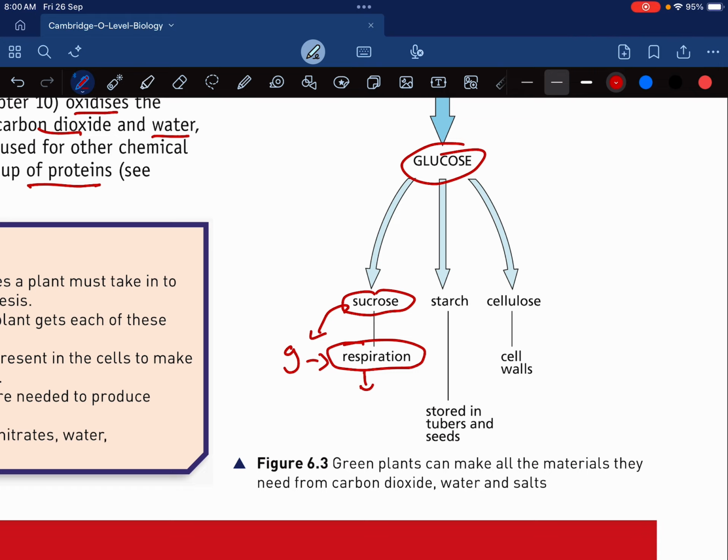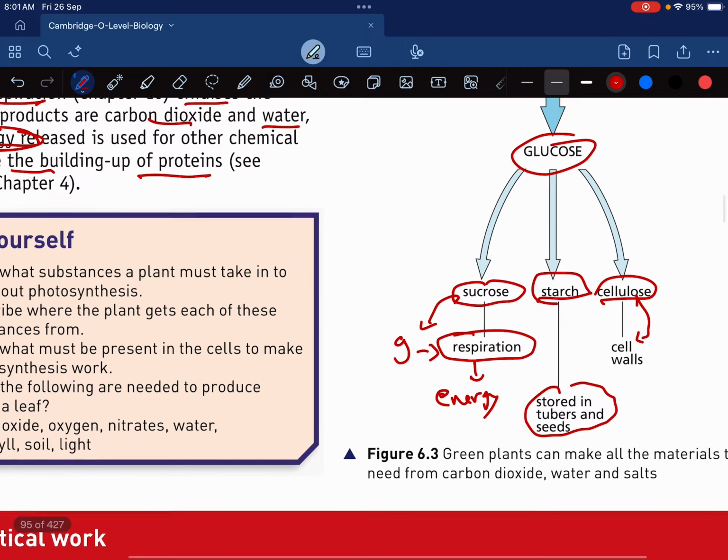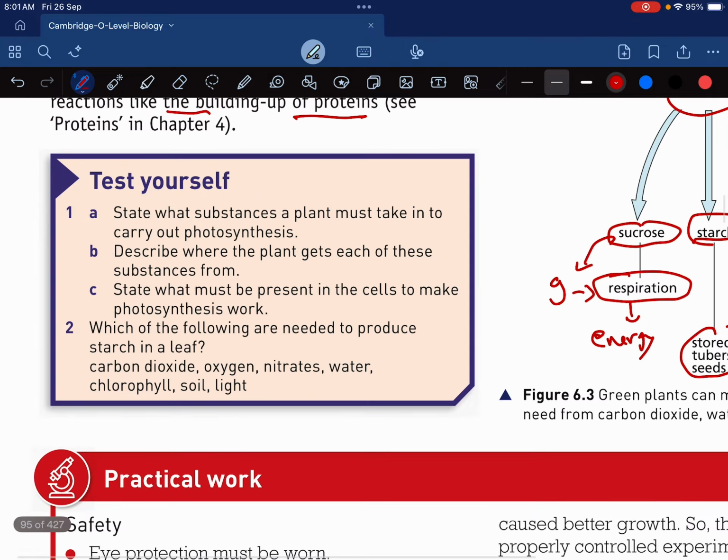And from that respiration process, what will we get? We get energy. The main thing is energy, right? Glucose could be used to form starch as the storage reserves and stored in tubers and seeds. Cellulose to form cell walls. Very good, a very good diagram. I had explained all these things earlier too. So it's good they gave it here as well.